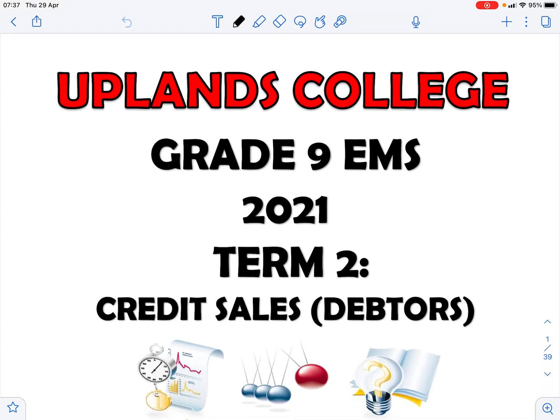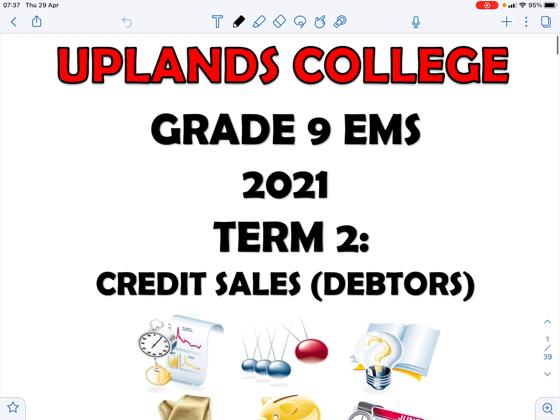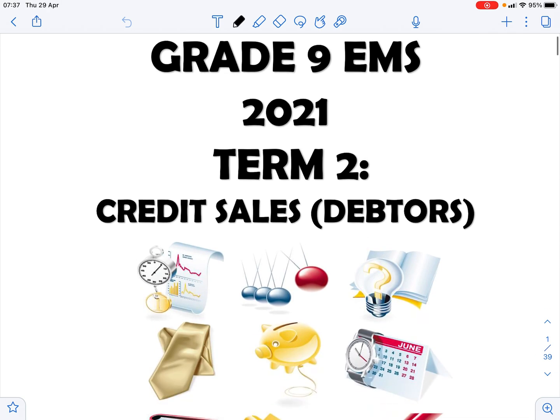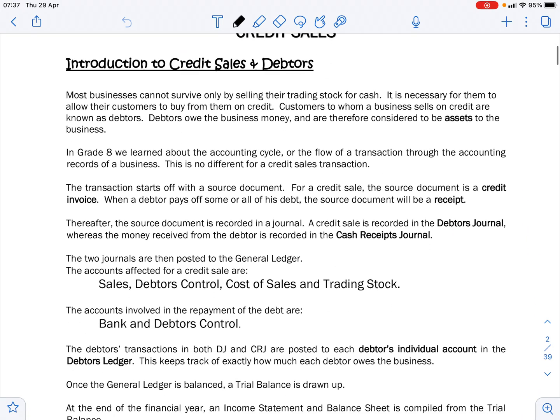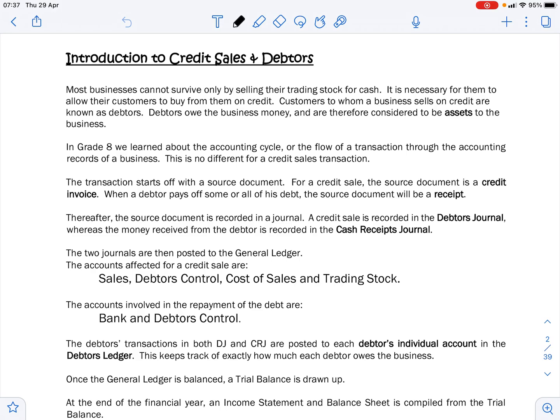Hi, grade 9s. We're going to have a look at credit sales, which is the first new work of term 2. So, when we sell on credit, we talk about having debtors. Now, it's important to know that there's a few things that go on here.